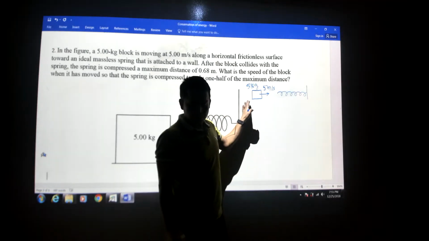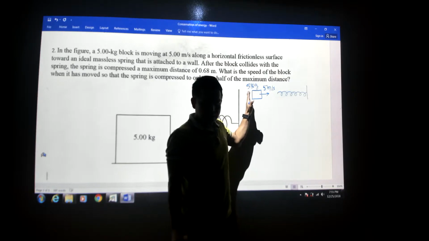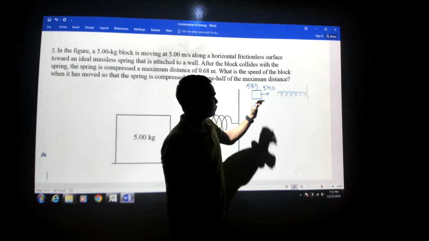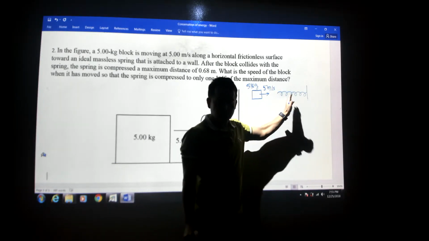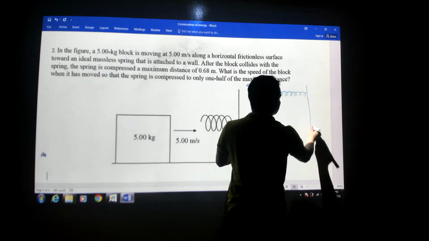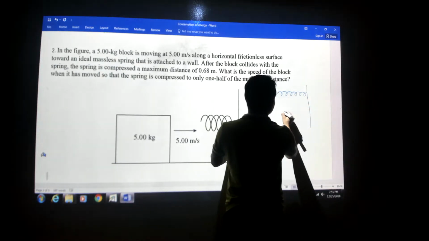When this block hits the spring, the spring is compressed. Okay, so this kinetic energy is changing into the potential energy. Okay, now let's see.